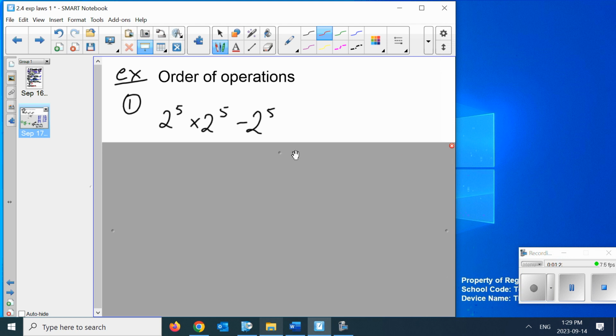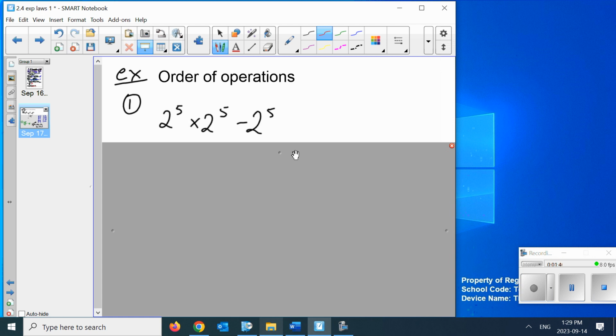Order of operations. Write this down exactly. I'm going to tell you something about the brackets, exponents, division, multiplication thing that saves you some work. So don't just start silent. I know what you're doing. Let's look at this together.